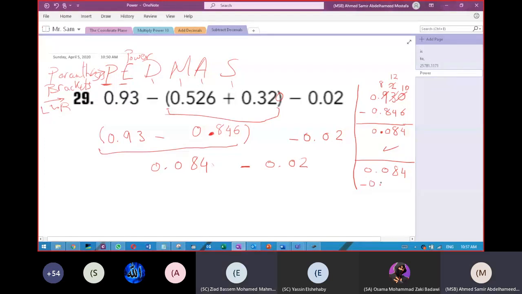Mister, 4 minus 0, and 4. 4. Okay. 8 minus 2, 6. Right. 0 minus 0, 0, and the decimal point, then we'll put another 0. Wonderful. So the answer for this question is 0.064. Well done. Thank you very much, Zaid.